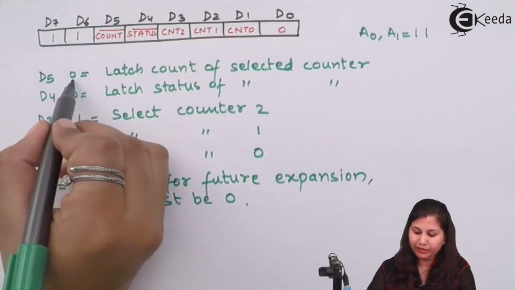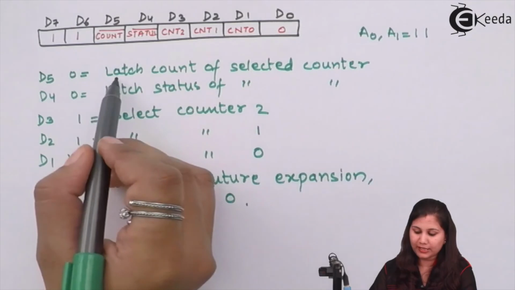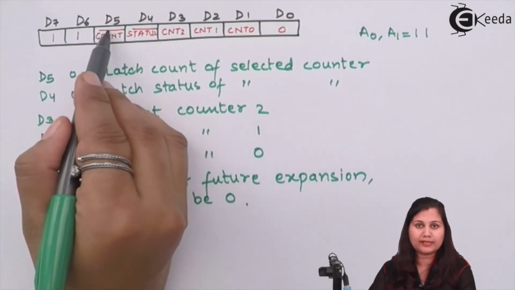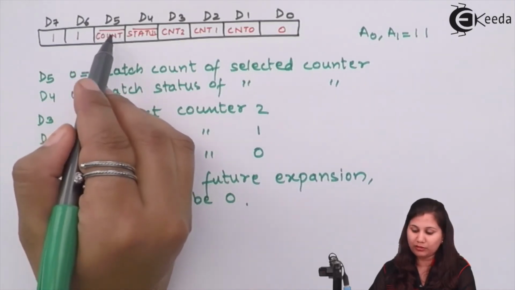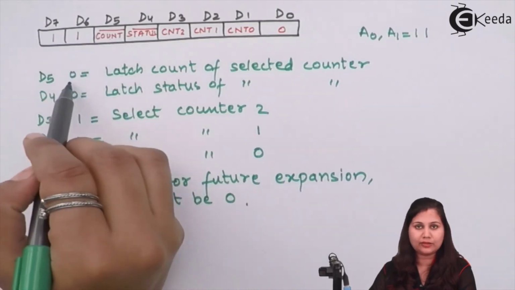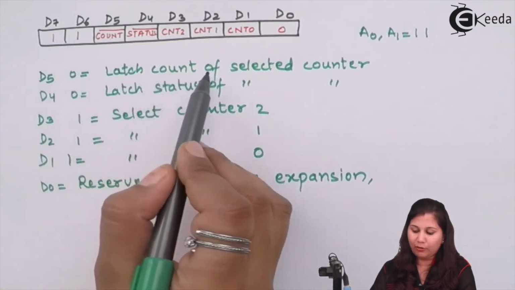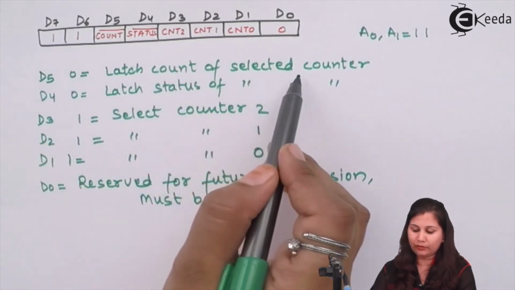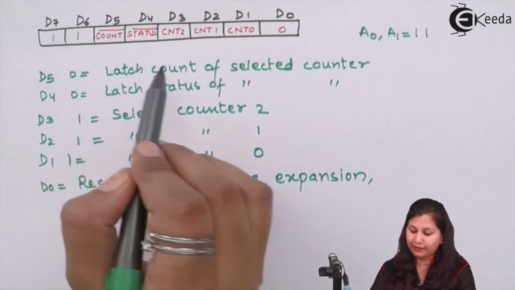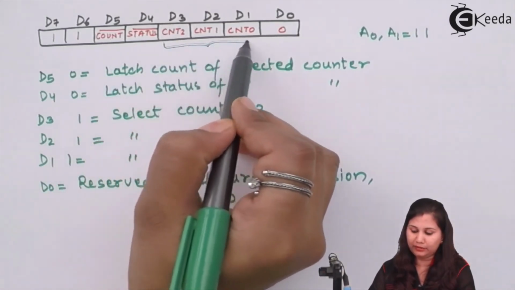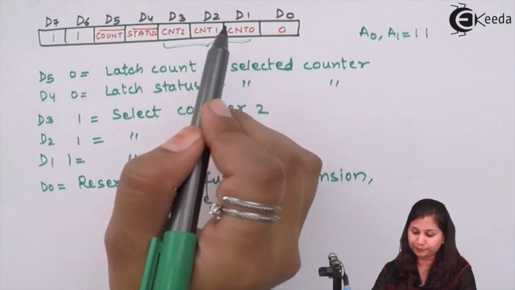Then the D5 bit is the count bar, so it is an active low signal, meaning it will be active when its value is 0. When this D5 bit is 0, the count value of the selected counter will be latched, and the selected counter will be decided by the 3 bits D3, D2 and D1.